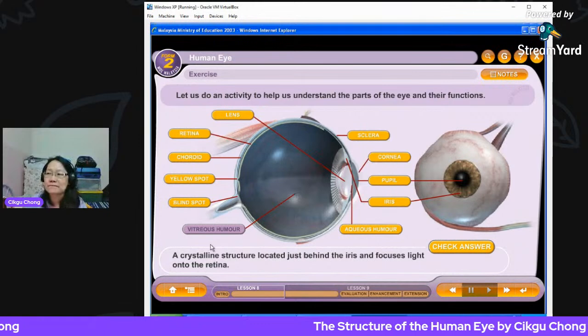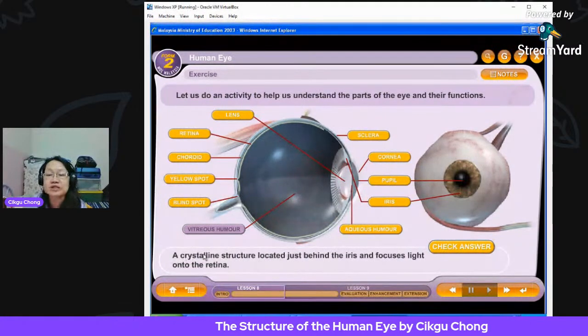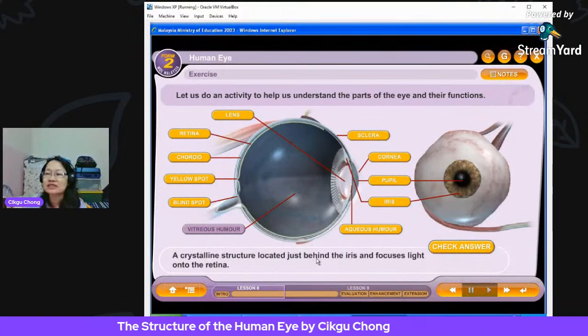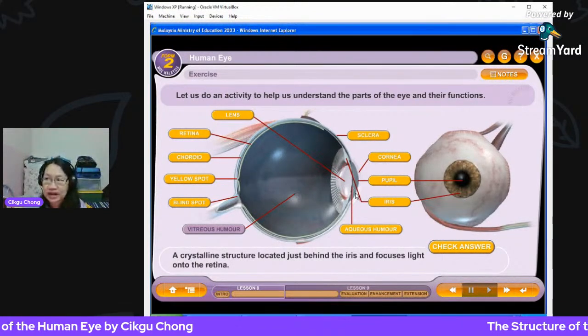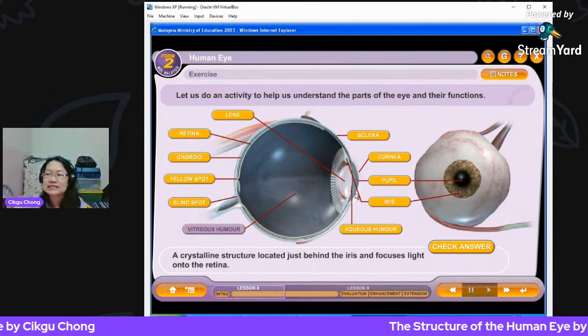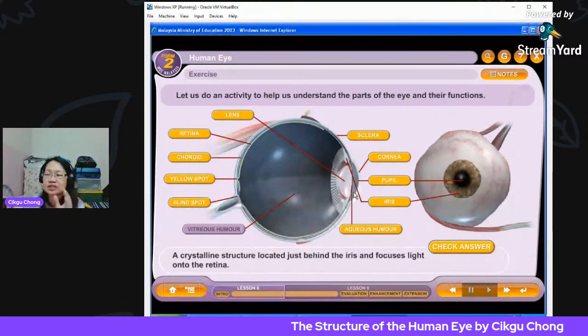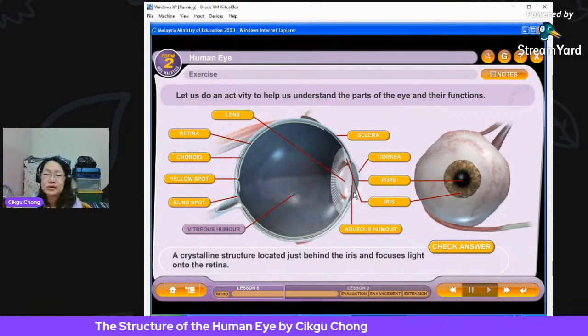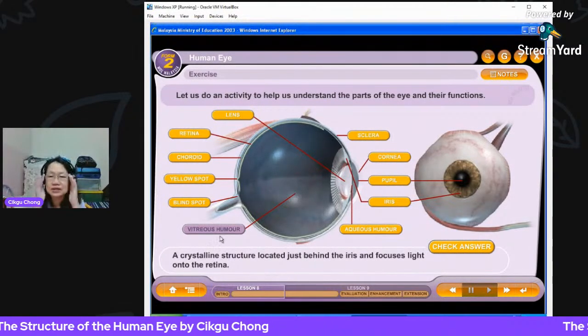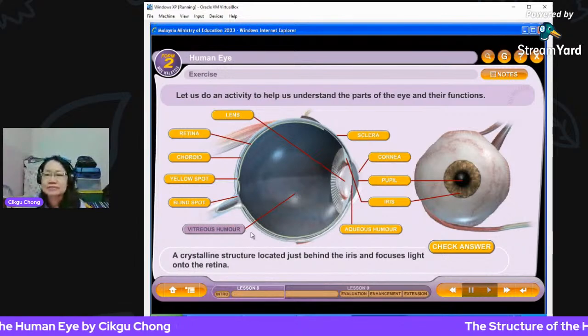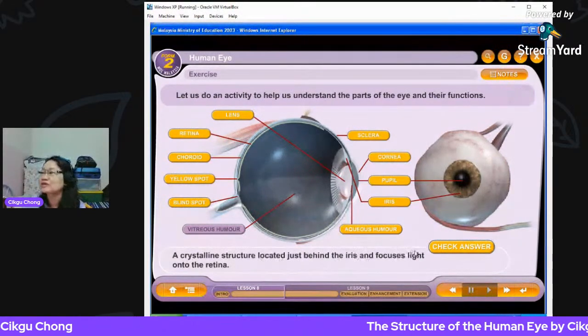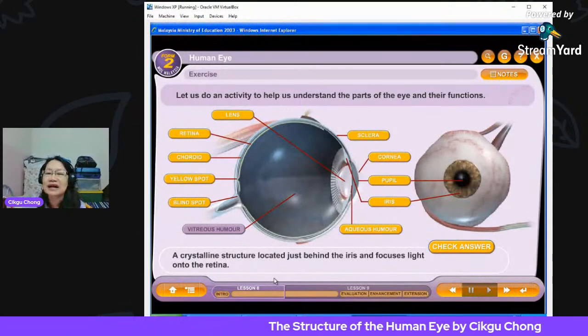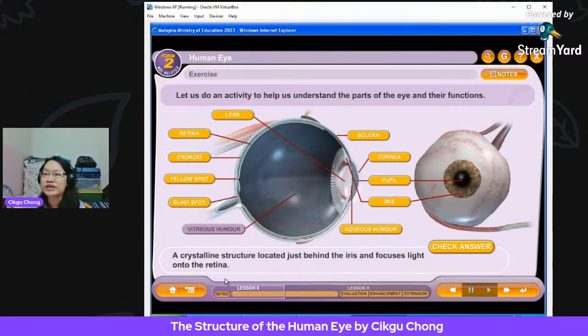Okay, next, second question. Let's do one more. A crystalline structure located just behind the iris here, and it focuses light onto the retina. So actually the job is to focus the light onto the retina. Okay, can you type the answer for this one? Okay, I am waiting for the answer.